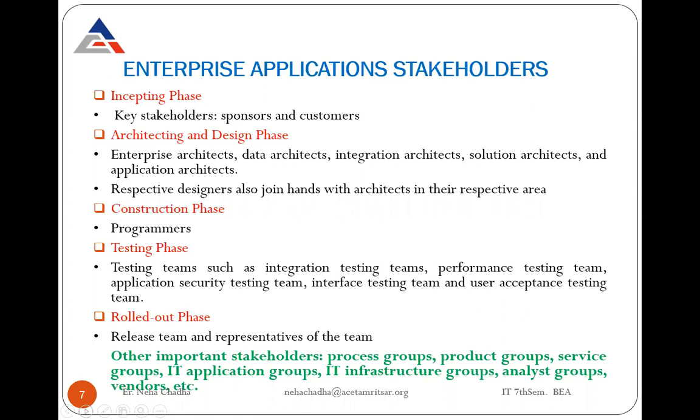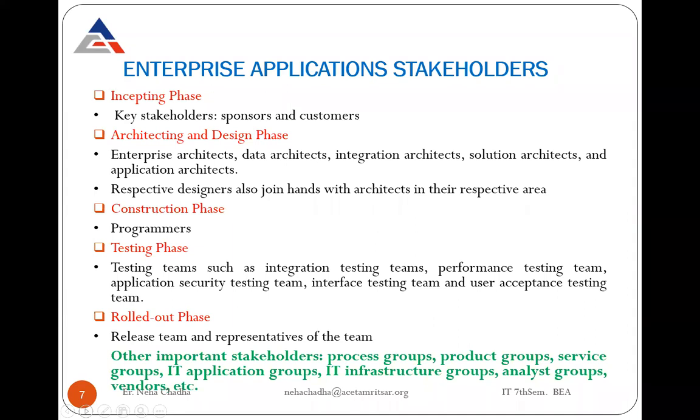So it is possible that two persons can work together on some activity. Here it is written that respective designers also join hands. That means different stakeholders, or different persons at different designations, may join hands with architects in their respective areas so that they work together to fulfill a project. Then comes the construction phase.